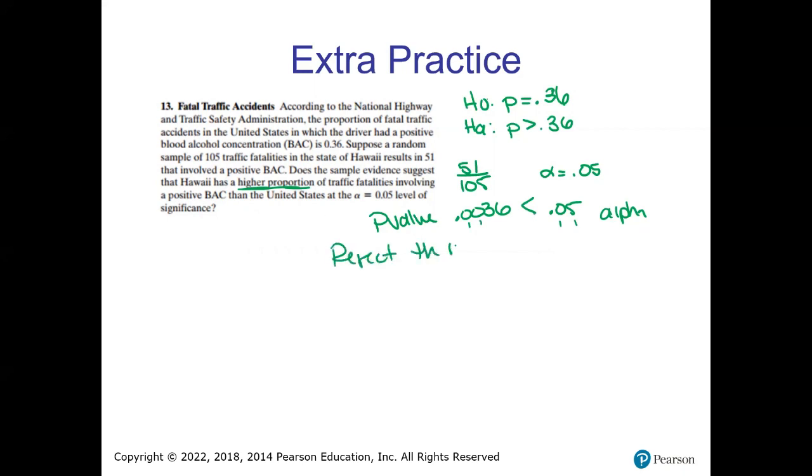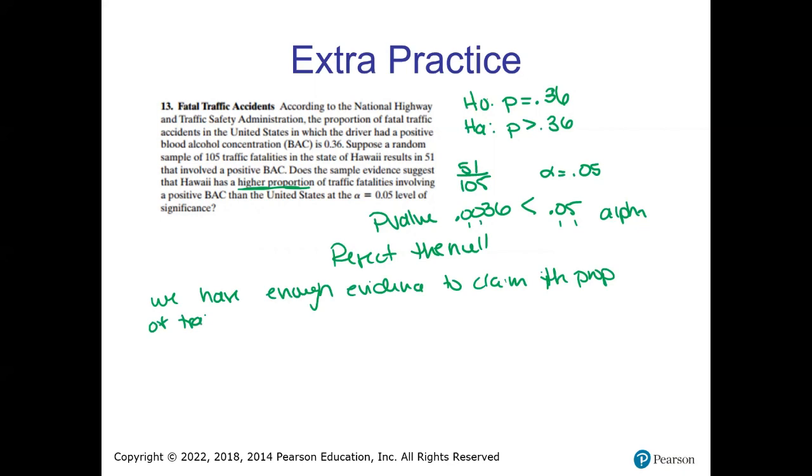We reject the null. If we reject the null, we have enough evidence to claim the proportion of traffic fatalities in Hawaii with a positive blood alcohol concentration is in fact greater than 0.36.